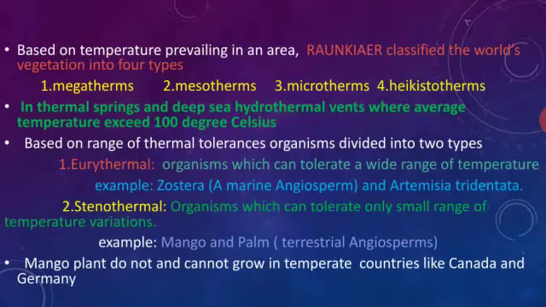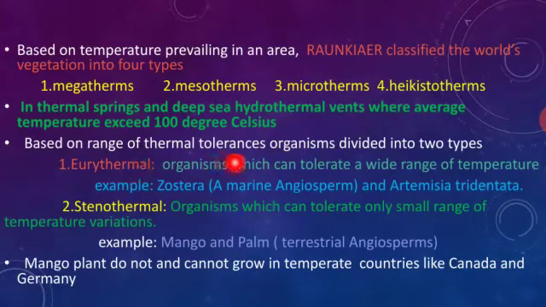Next, based on the temperature of the area where the plants prevail, vegetation can be classified into four types. It was classified by Raunkiaer, who classified the world's vegetation, meaning living plants, into four types: megatherms, mesotherms, microtherms and hekistotherms. Beyond that, temperatures exceeding 100 degrees Celsius occur in thermal spring areas as well as the deep sea, named hydrothermal vents.